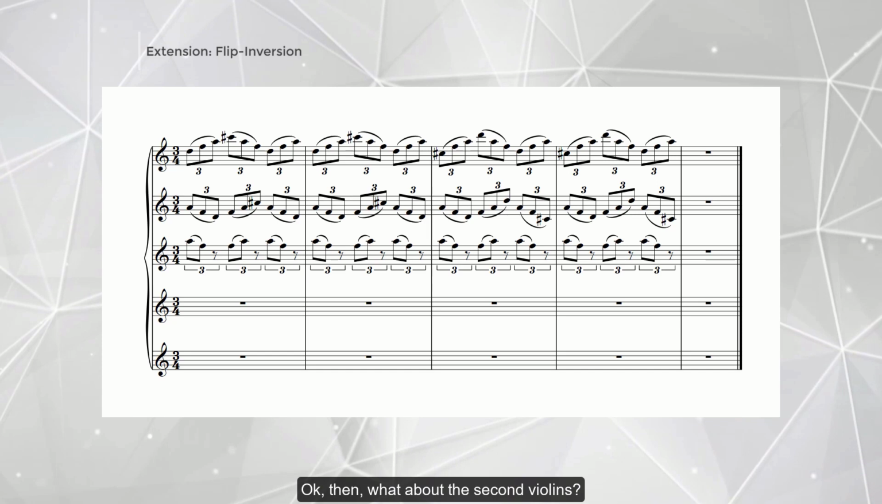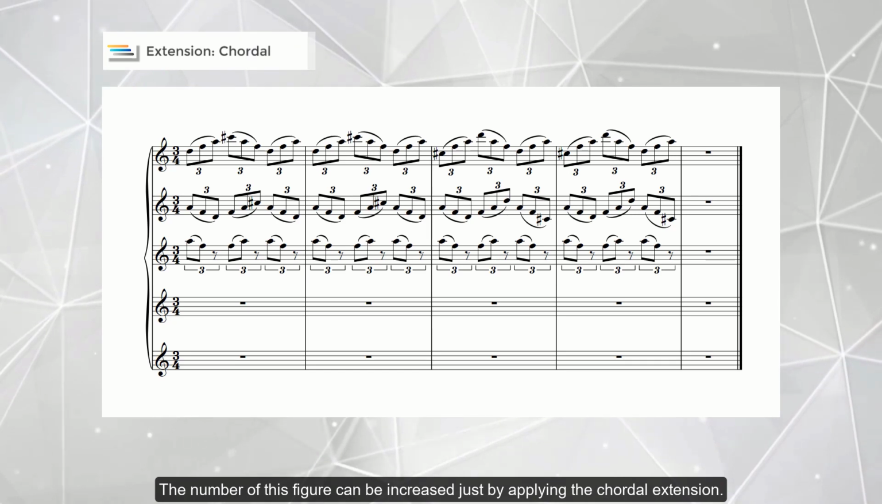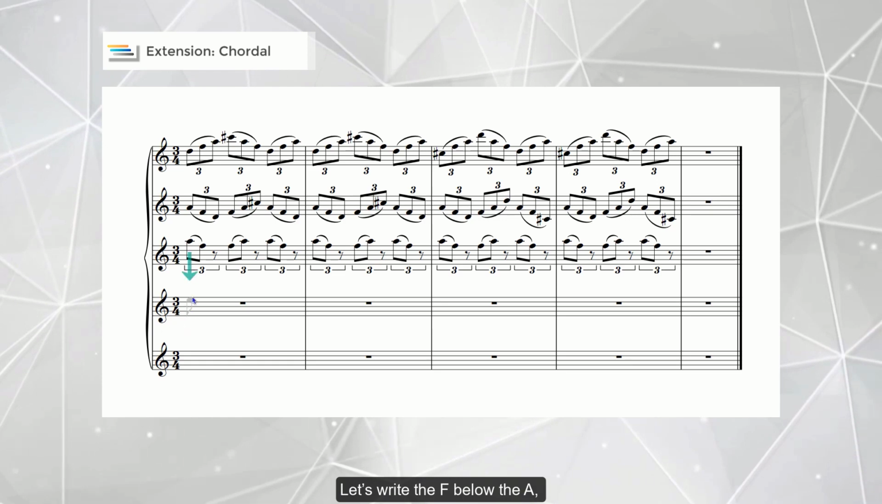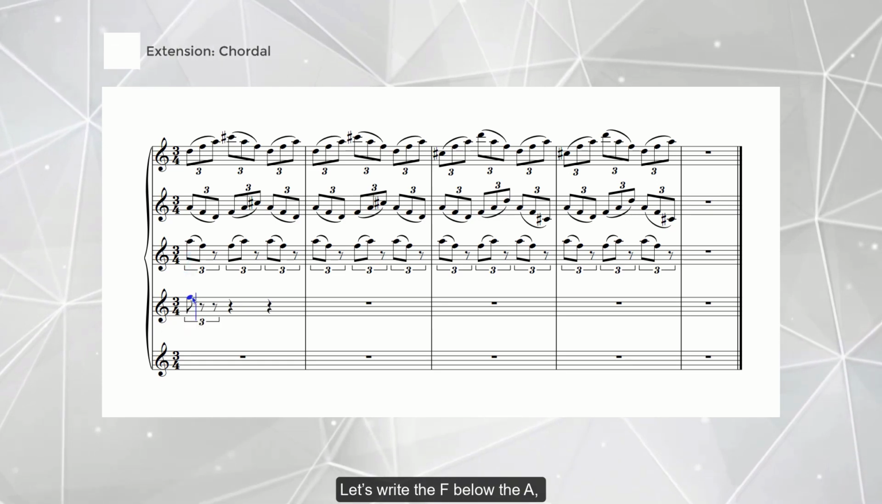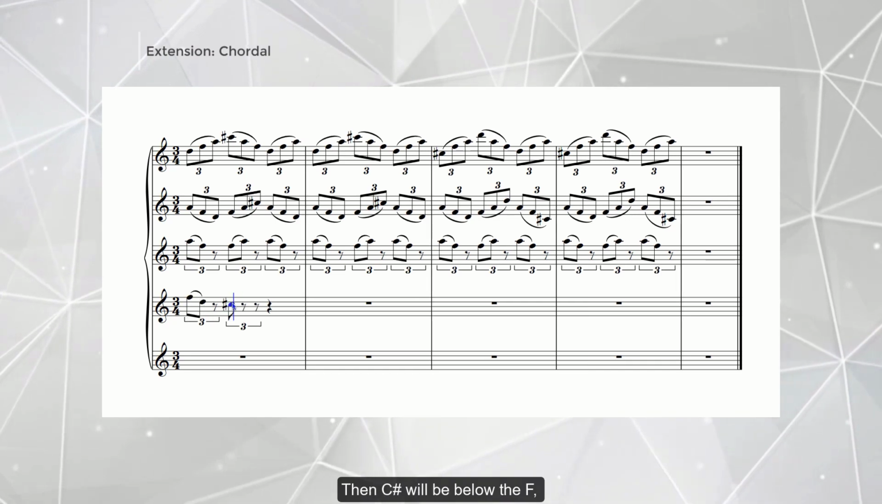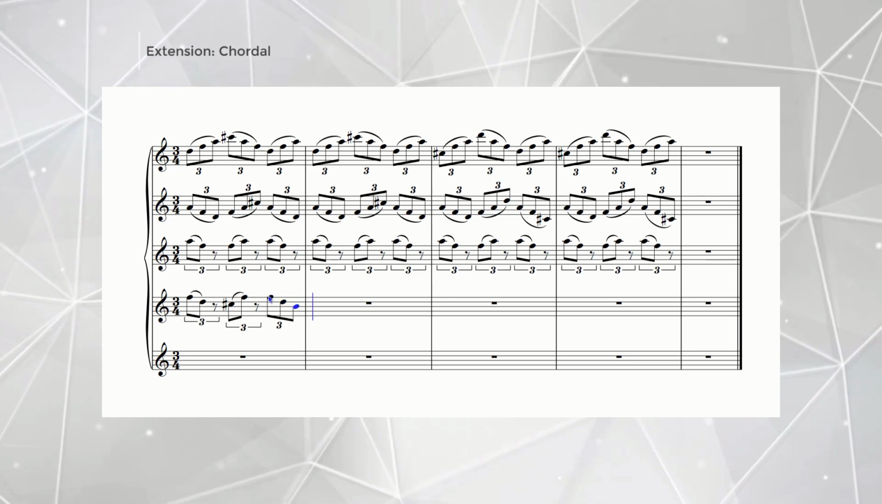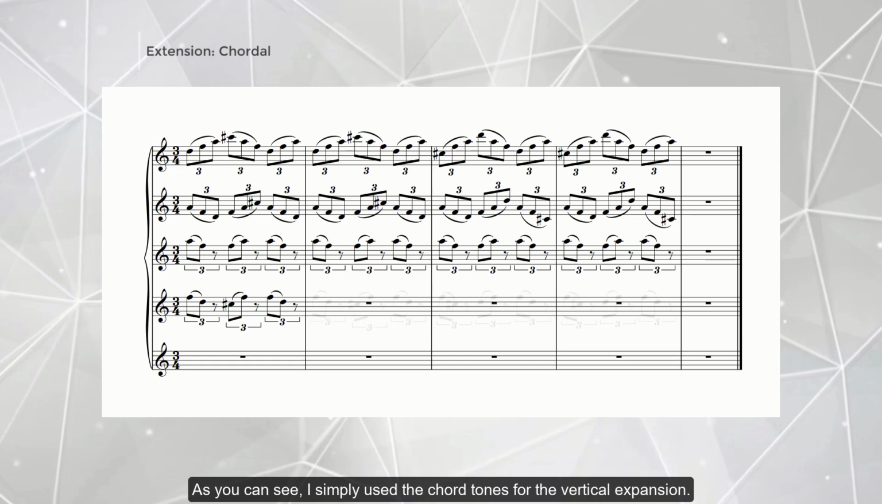Okay, then what about the second violins? The number of these figures also can be increased just by applying the chordal extension. Let's write the F below the A and D below the F. Then C sharp will be below the F, while F below the A. Again, the F and D. As you can see, I simply used the chord tones for the vertical expansion.